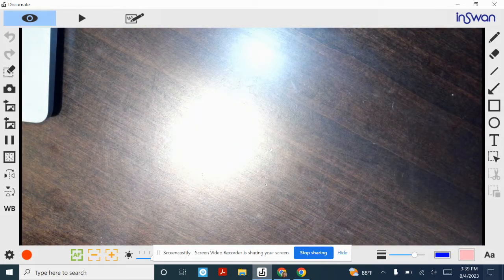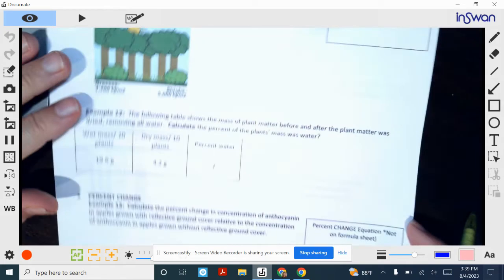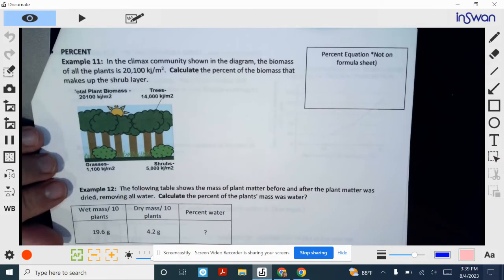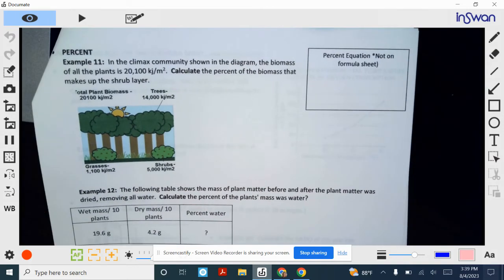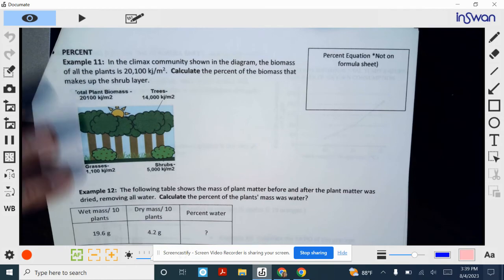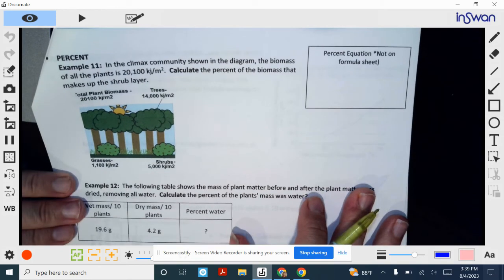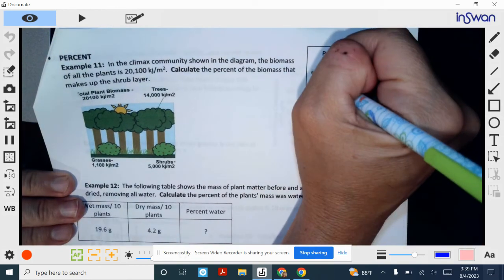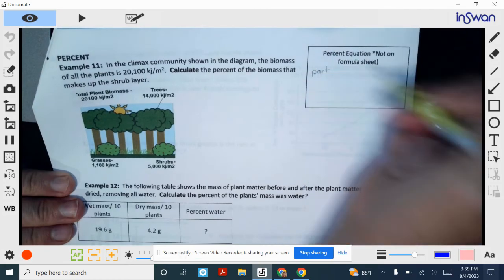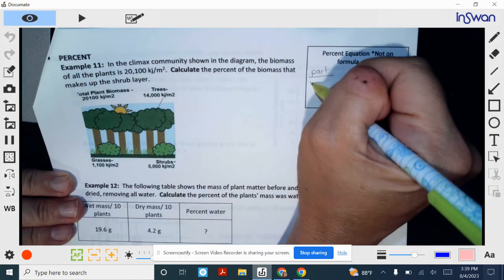Moving on, something different now. Let's take a look at percent, okay? Now, there is no formula on your formula sheet for percent. So you need to remember that when we calculate percent, oftentimes you're going to have a small number on the top, and that's called the part, and you divide it by the whole.